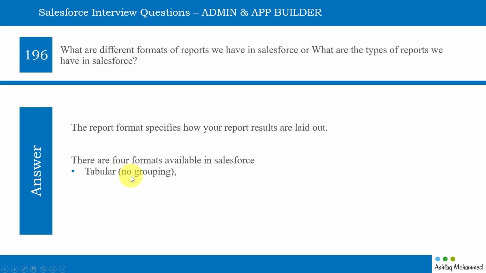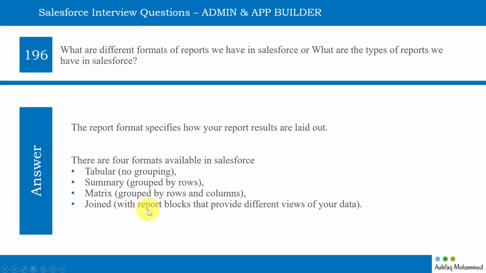First one is tabular, just simple rows and columns. No grouping, nothing. Second, summary, group by rows. We can group, for example, I can group by division, or in a lead table, I can group by lead source. I can group by anything. And a matrix means I can group by a row as well as by a column. Next one is joined, with report blocks that provide different views of your data. I can join multiple reports, in simple words. When I show you, you will understand it better.